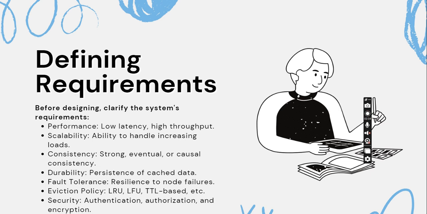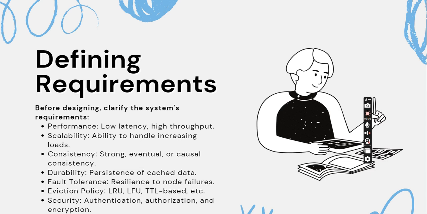Replication is used to replicate the data across multiple nodes for fault tolerance. Fault tolerance is basically resilience to node failures. After that we have consistency. Consistency ensures the data is consistent across every node. And the most important is node management. In node management, we can add and remove cache nodes dynamically.